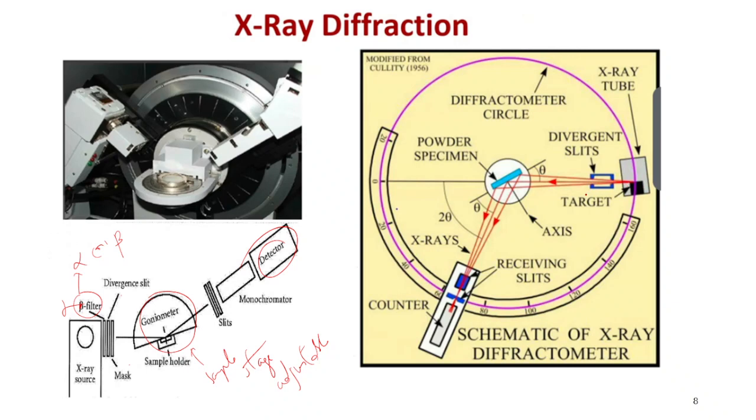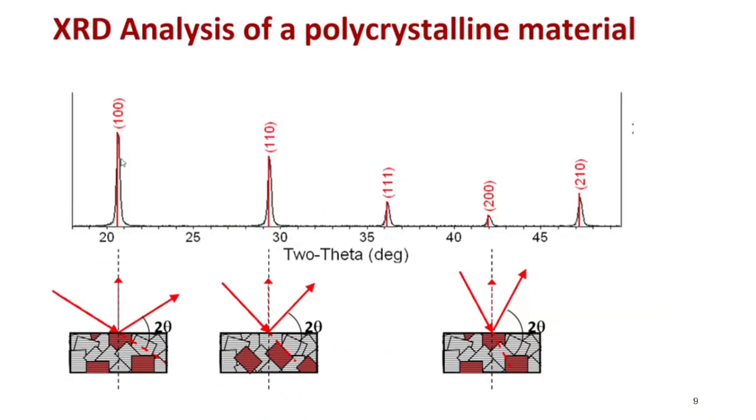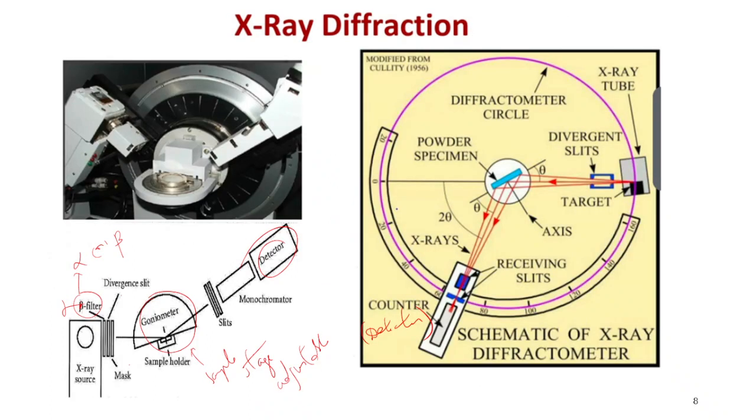This is the target, and from the target we get our X-rays. They fall on the sample and get detected in the counter or detector. I think in this machine also it is pretty obvious. From this you can see that this is the source.